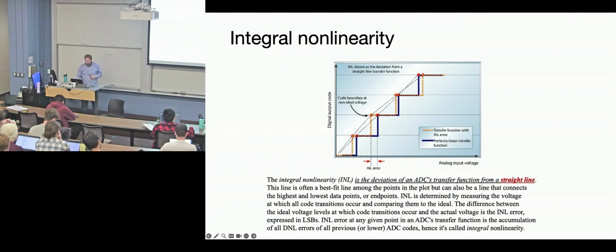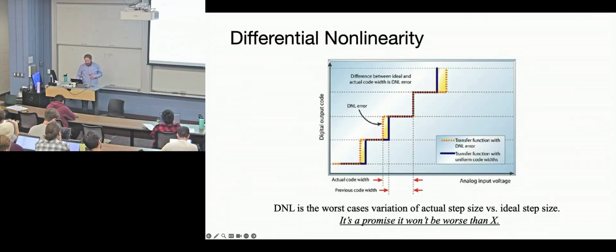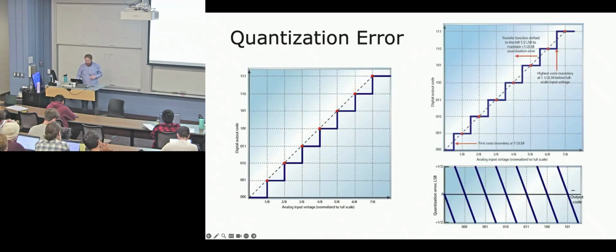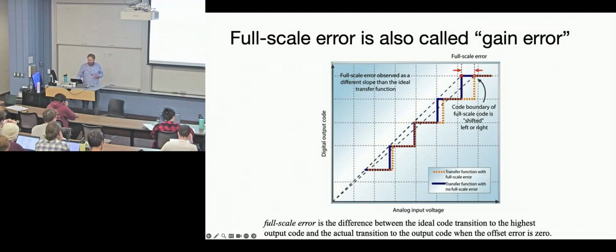So those last two, integral nonlinearity and differential nonlinearity, are not that important. It's good to know that there are those sorts of problems. The quantization error is inevitable. Can't get around that. Offset error, something you can calibrate for. Gain error, something that you, for each one of your devices, can calibrate for.